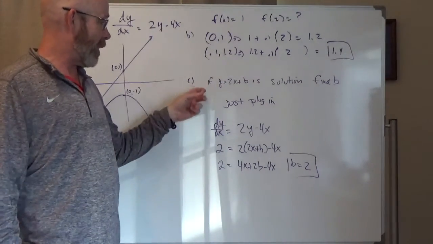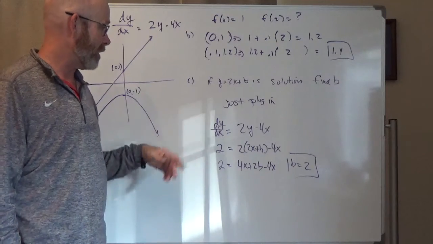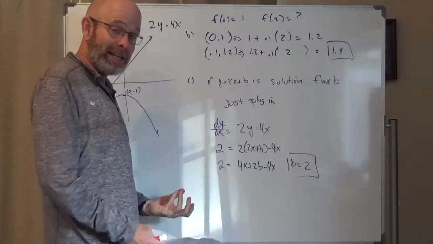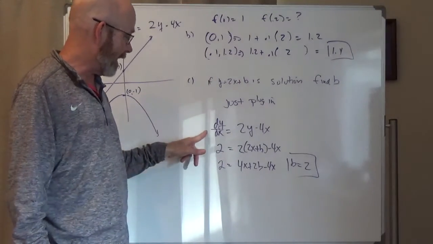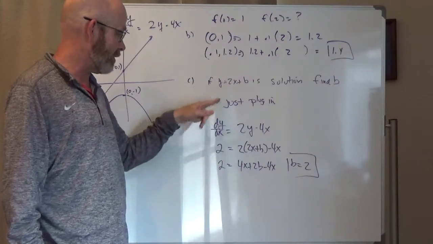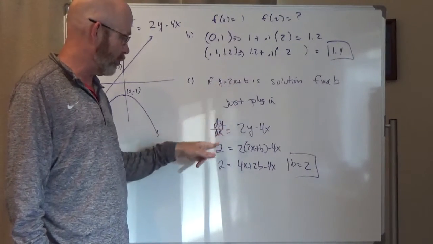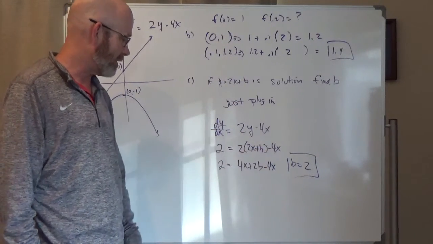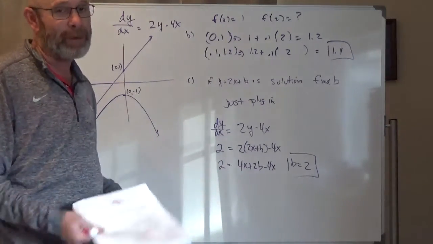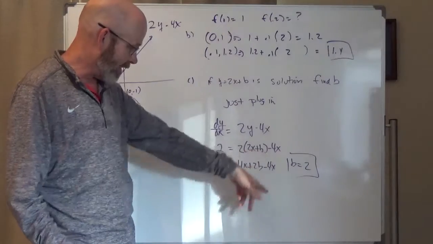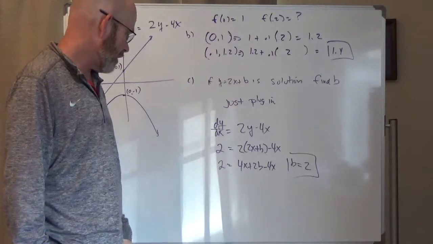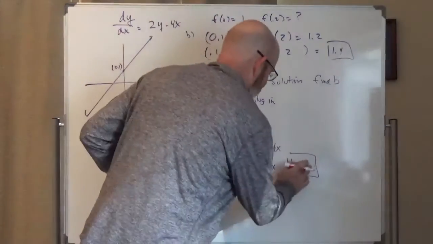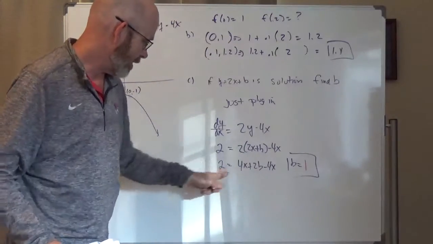Part C says if y equals 2x plus b is a solution, find b. If this is a solution to this equation, it means when I plug it in, it needs to work. So I have dy/dx equals 2y minus 4x, and I'm just going to plug this in. dy/dx is the derivative of this, which is just 2. That equals 2 times y, which is 2x plus b, minus the 4x. They set this up so the x's cancel out, because normally you'd have x's floating around. You get 2b equals 2. I think I made a little mistake there, right? 2b equals 2, so b equals 1.